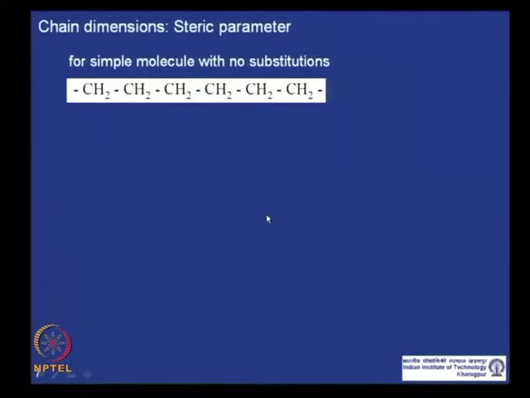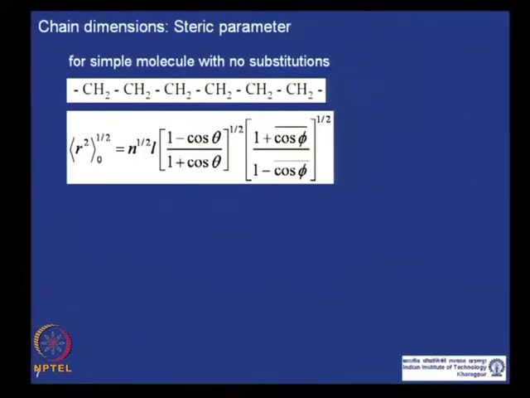Now, it is very difficult to get the end-to-end distance theoretically due to that short range rotational restriction. It is possible for the simplest molecule, like polyethylene, which gives this additional term appearing. The subscript O is for the RMS end-to-end distance for a chain which has both bond angle rotation and also short range steric rotational restriction due to short range steric interactions.